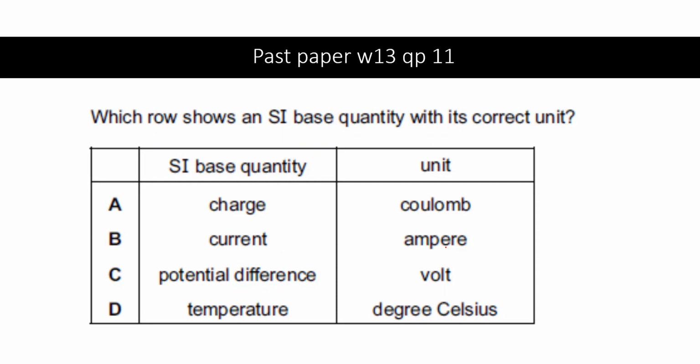Let's see the unit. Current is ampere, and temperature is in degrees Celsius. So option D is wrong because the unit for temperature is Kelvin. So the best answer is B.